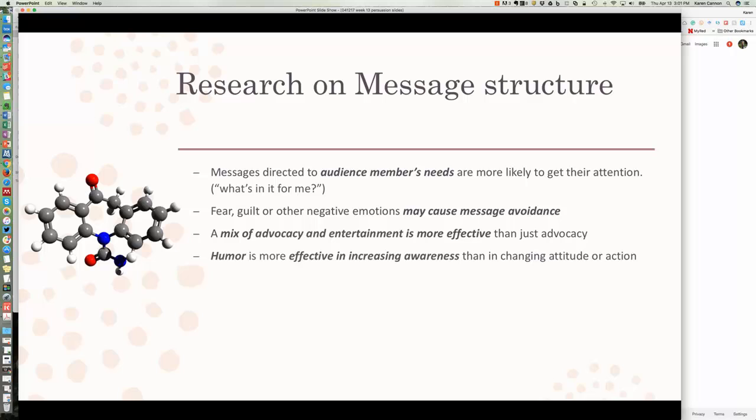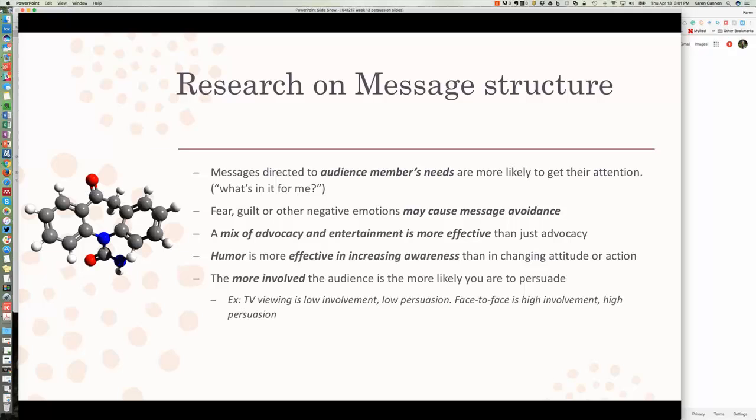And so if you're really just looking to get on people's radar, for example, using humor and entertainment can help you. And that mix of advocacy and entertainment, again, is more effective than just trying to advocate. So things to think about when you're considering structuring your message. The last idea here on this slide is the more you can get your message on a channel that is considered high involvement, the more likely you are to persuade people.